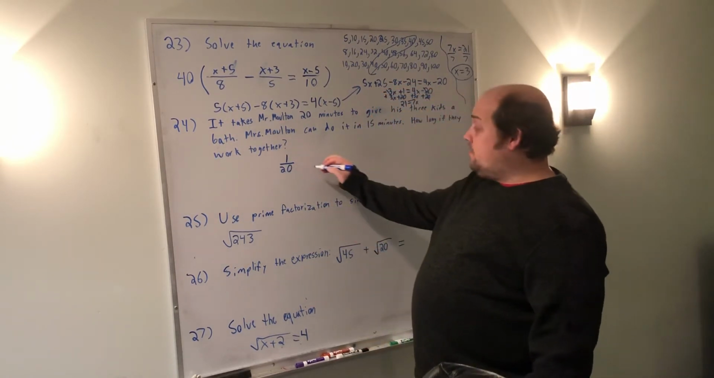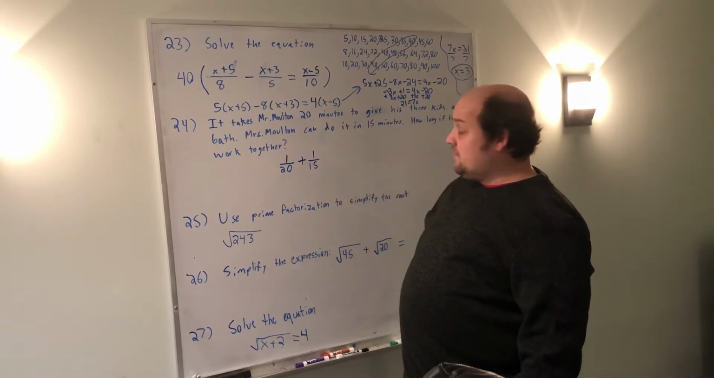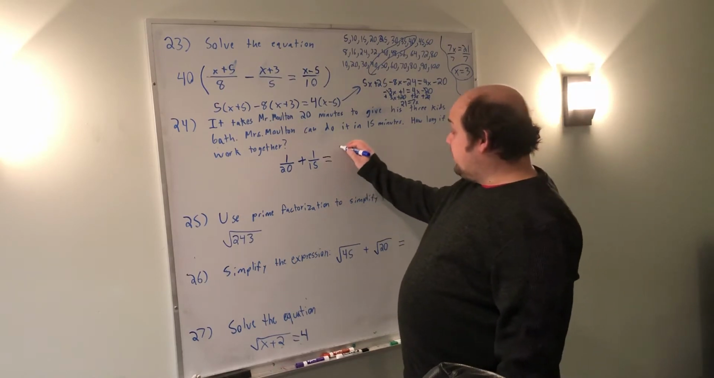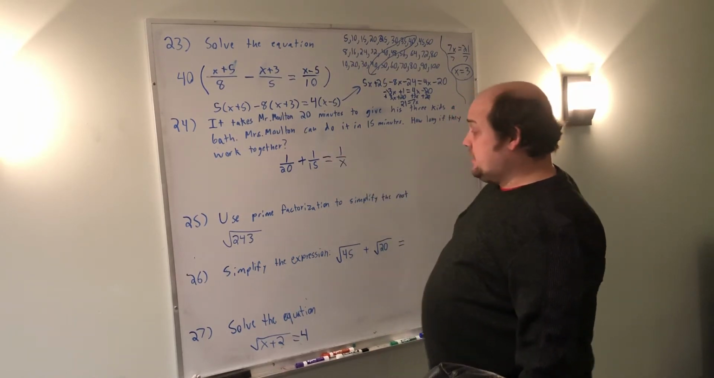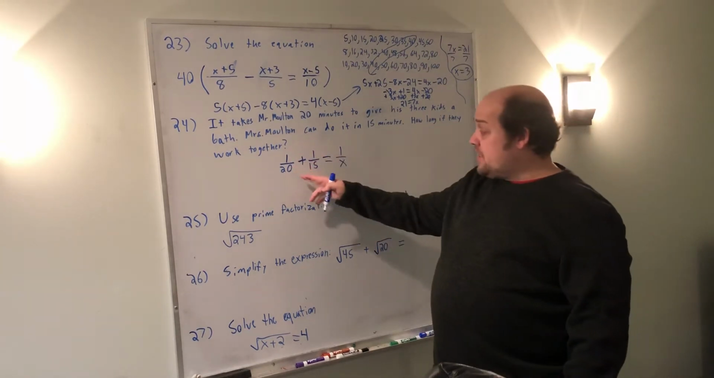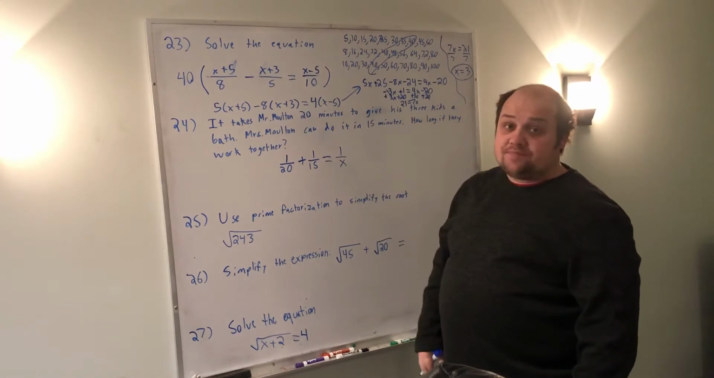Mrs. Moulton can do it in 15 minutes, so 1/15th of the task is complete in 1 minute. Total, we complete 1 over x of the task. So it's always going to look like this, where it's 1 over the first time period plus 1 over the second time period equals 1 over x.